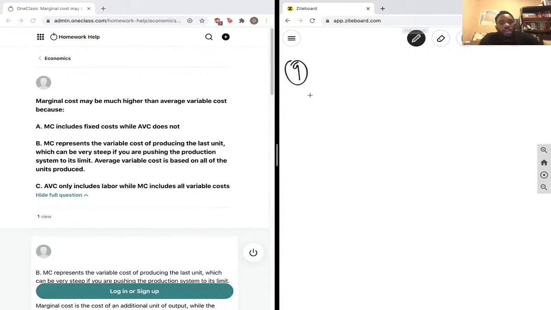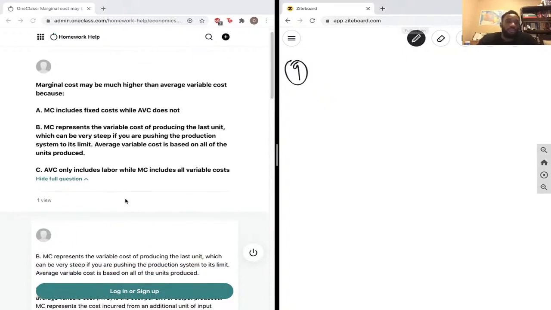Marginal cost may be higher than average variable cost because A. Marginal cost includes fixed costs while average variable cost does not. B. Marginal cost represents the variable cost of producing the last unit, which can be very steep if you're pushing the production system to its limit. Average variable cost is based on all of the units produced. Or C, average variable cost only includes labor, while marginal cost includes all variable costs.